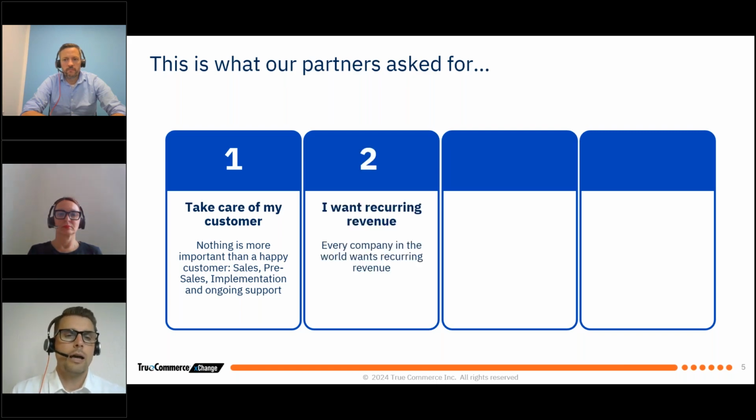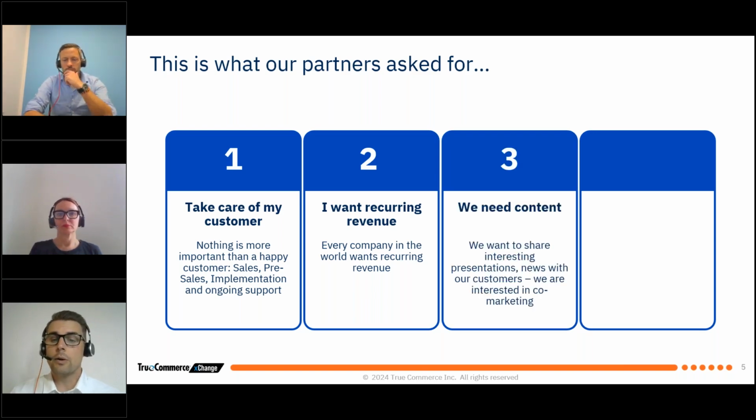Second of all, every company on the planet is looking for recurring revenue. We are the same, nothing different there. So when you introduce this to your customer or your potential customer, we make sure there is a financial reward for you. And that financial reward is 100% recurring. So we've also heard that loud and clear, and that is an integral part of our partner program.